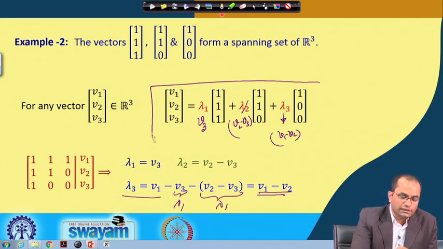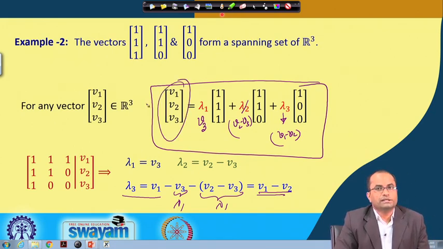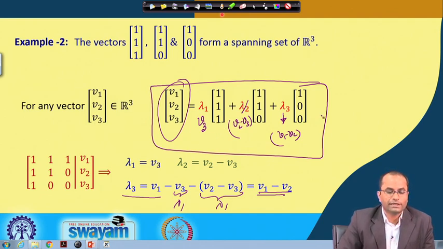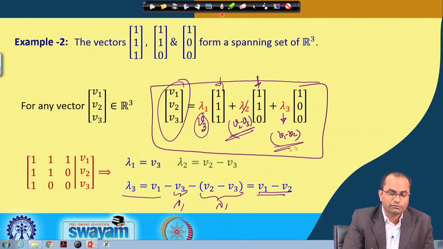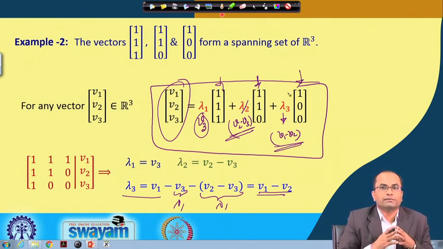So, we got this linear combination: any vector v1, v2, v3 we can write down as a linear combination of the given vectors in the form v3 times the first vector, v2 minus v3 times the second vector, and v1 minus v2 times the third vector. Again we have seen in this example that this was a different set from the earlier example, but again this is also a spanning set of R3.